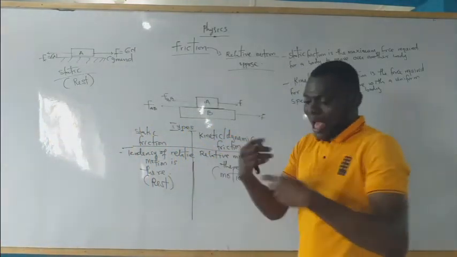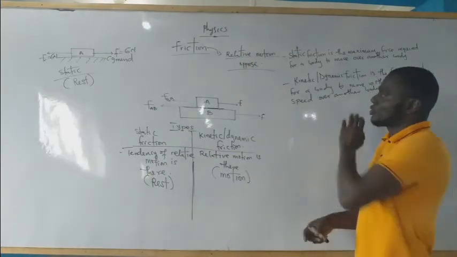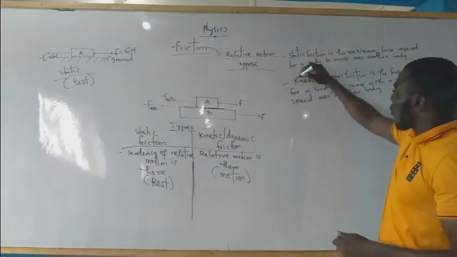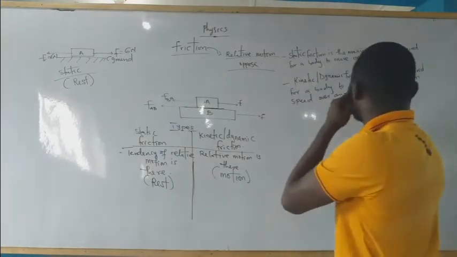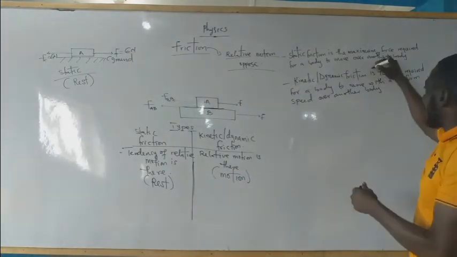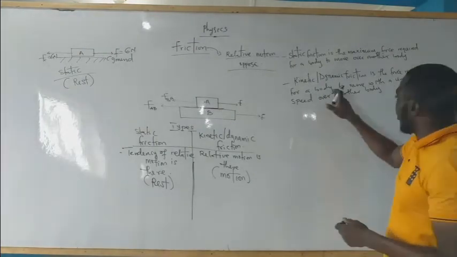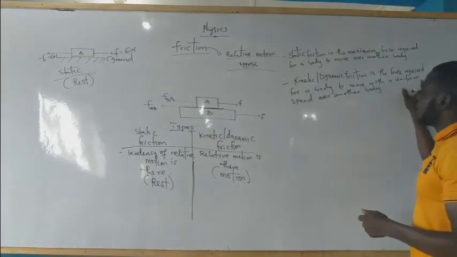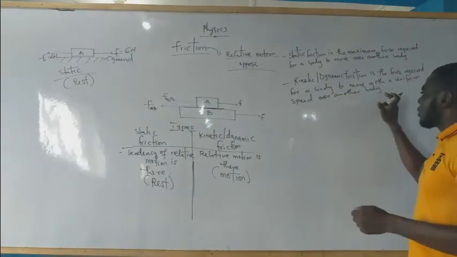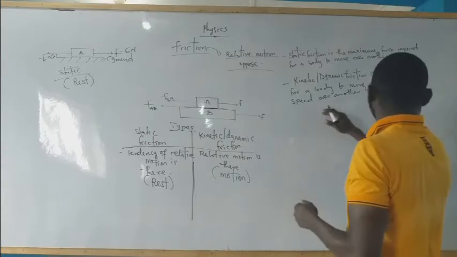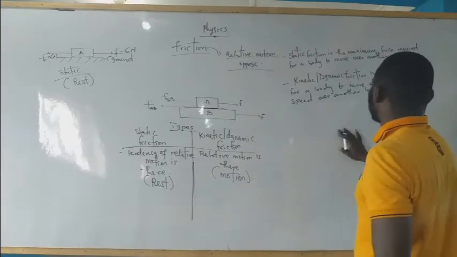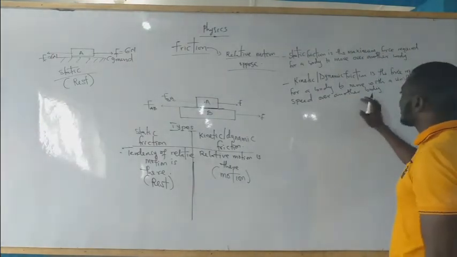When you have two parts moving, that is rotating motion. Example of that is what we call kinetic friction. Kinetic friction is the force required for a body to move with a uniform speed over another body.